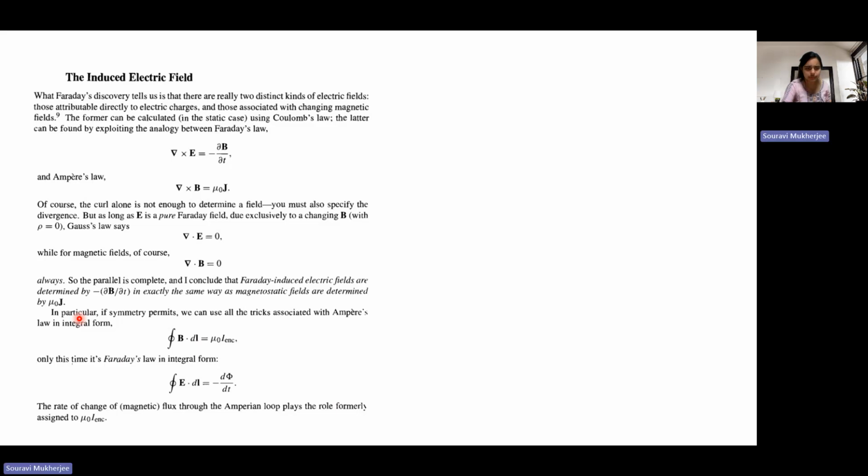And you can also write the same in the integral form. Writing it in integral form will tell you that if you know the I enclosed in a region, the net current enclosed, that can give you a magnetic field. Similarly, the rate of change of flux would give you the Faraday induced electric field. So again, in this case, you can use similar ideas of Amperian loop as you had done for the magnetic field calculations in order to find the Faraday induced electric fields.